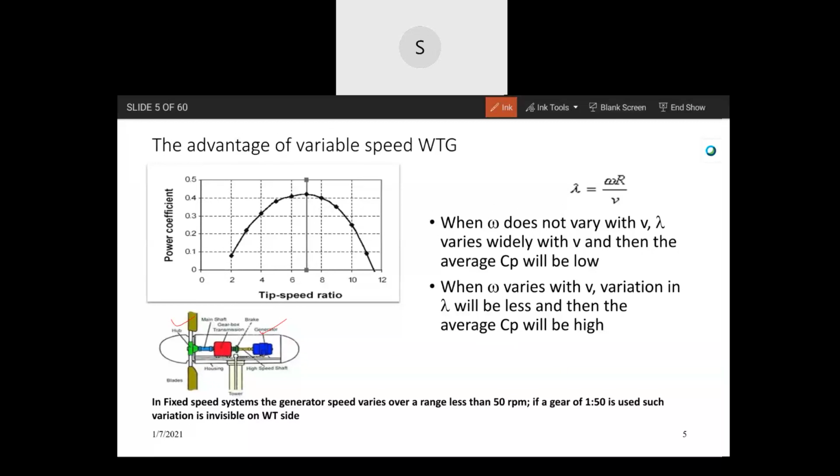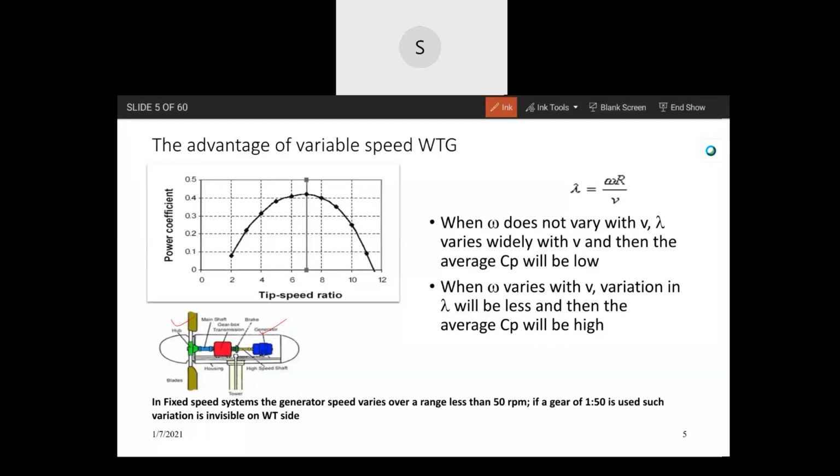Whereas in other cases, say with some 30% slip, 30% of 1500 RPM, that is 1500 to 2000, in that range, if the speed is varying, then it will be visible. That's called a variable speed machine. So the classification as fixed speed machine and variable speed machine has happened like this.